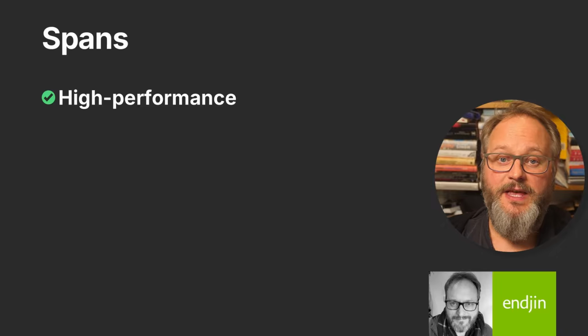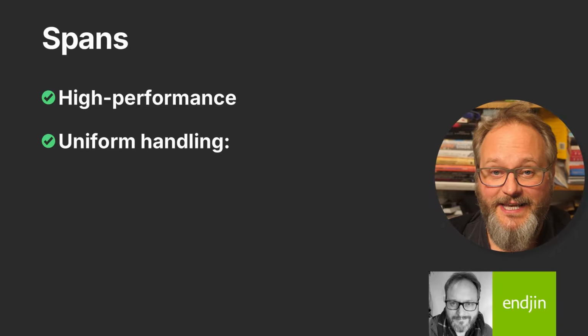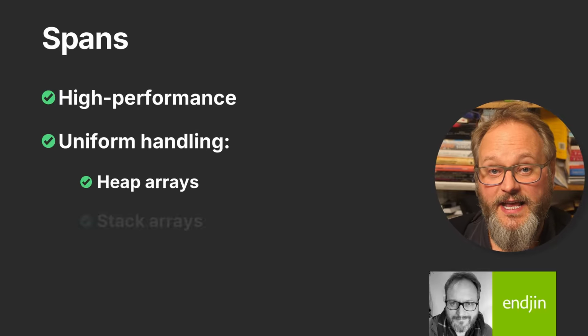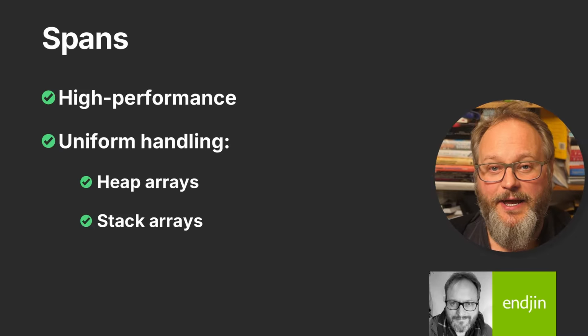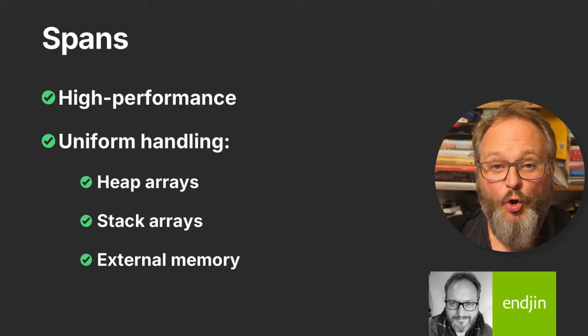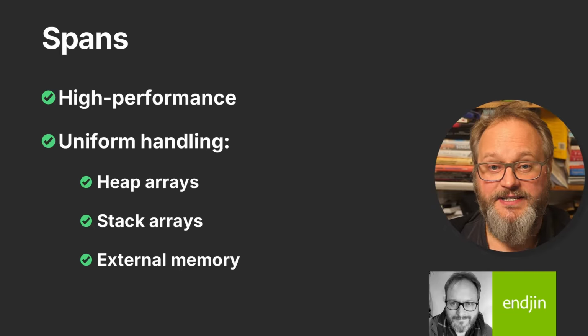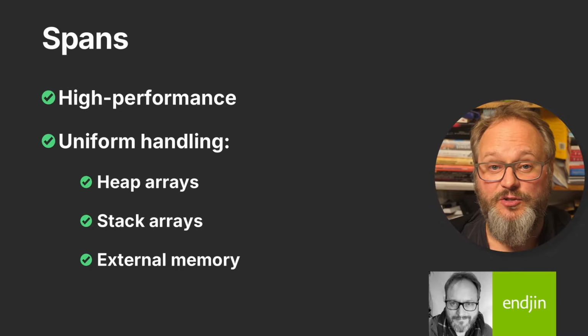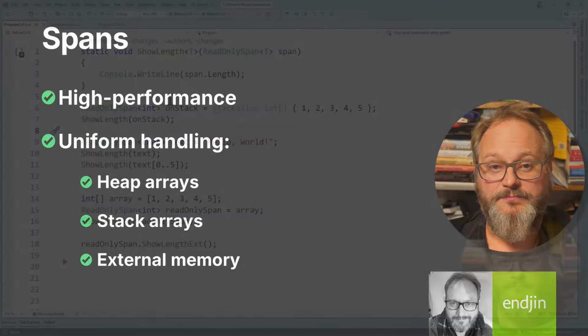And the other thing that spans do is make it easier to deal with all the different places data might live. An ordinary array object has to live on .NET's garbage collected heap, but .NET provides ways to create arrays that live inside the call stack. And if we're interacting with operating system APIs or external libraries, we might want to use data that lives in regions of memory that are outside of .NET's control. A span can handle all three scenarios. This means that we can write a single method that can work with data wherever it happens to be. Whether the data is on the .NET heap, the stack, or some other block of memory, a single method that takes a span can deal with all of these.